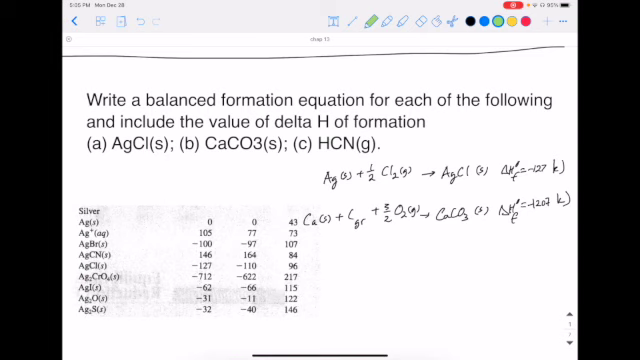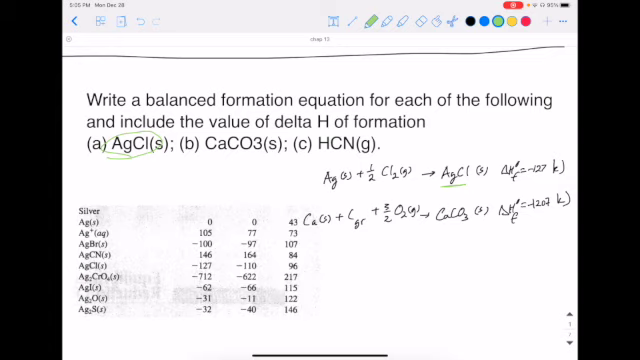So let's try out writing some formation reactions and then finding the enthalpy of formation from the Appendix 4 table that I discussed just now. So here it says, write a balanced formation equation for each of the following species and include the value of the delta H of formation. I'm just going to try to work on a couple of these. So the first one is AgCl. To write the formation equation, I'm going to need to put the AgCl on the product side and make sure that the coefficient of AgCl is 1.